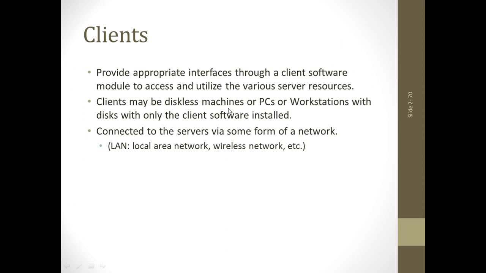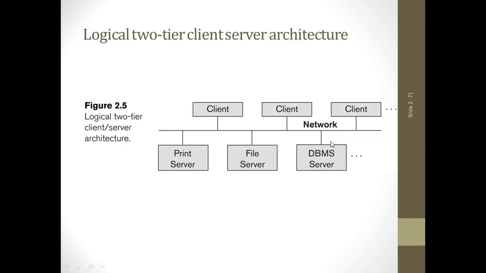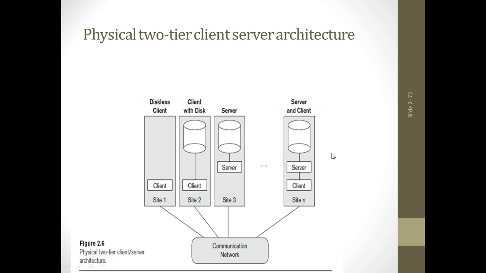The clients may be diskless machines, or they might have disks. Diskless means no storage is there. Disks means they have some storage. They connect to the servers via some kind of network. So now this is an example of a two tier client server architecture. There are various clients, and then there are various servers. The clients are given interfaces so that they can access the services from the servers.